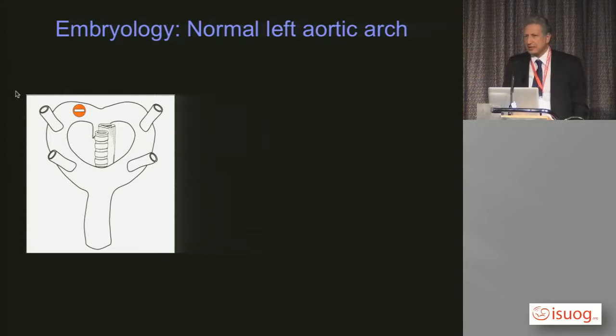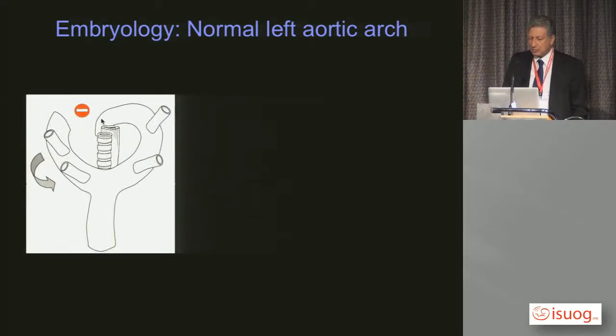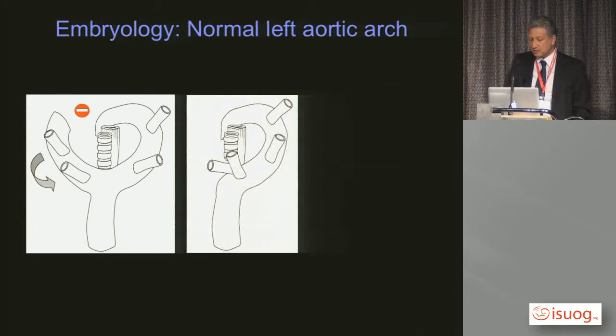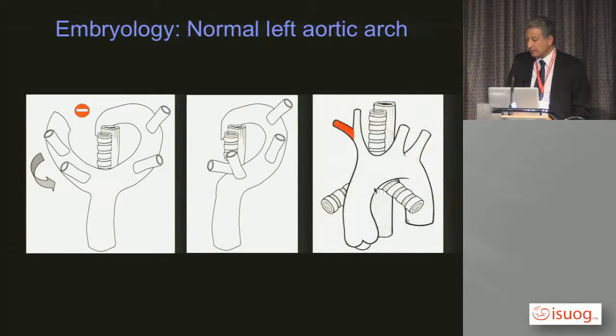If you forget, it's easy. We need one vessel to the right arm, one vessel to the head, one vessel to the head on the left, and one vessel to the other arm. Now, under normal conditions, this part will disappear by apoptosis, and since blood will go this way to the descending aorta, these 2 vessels will merge and build together the brachiocephalic artery.